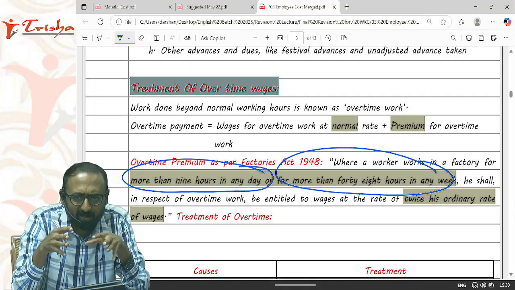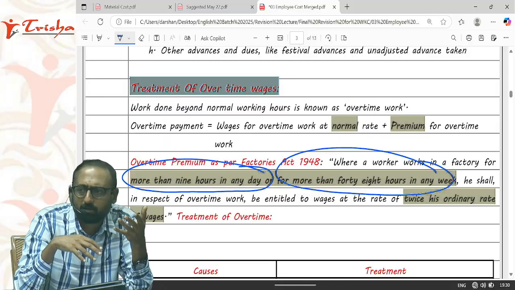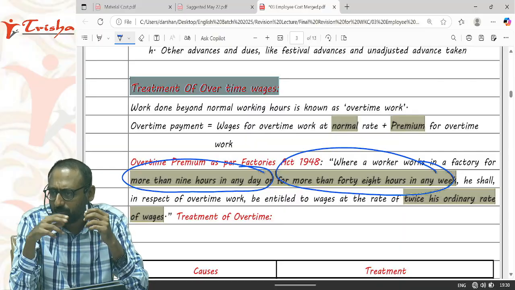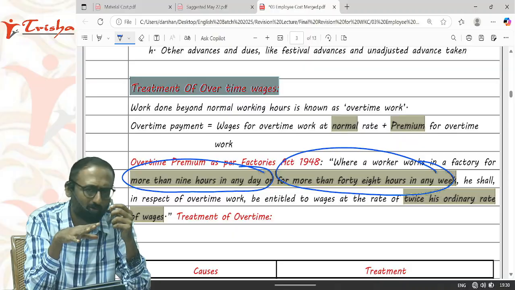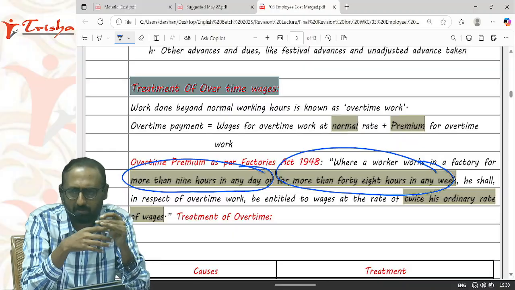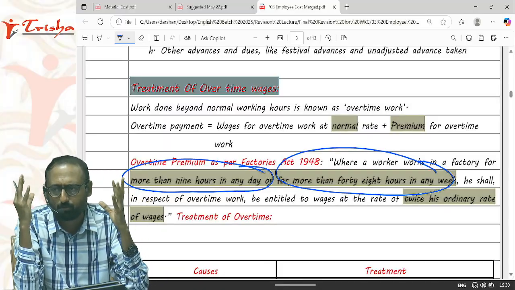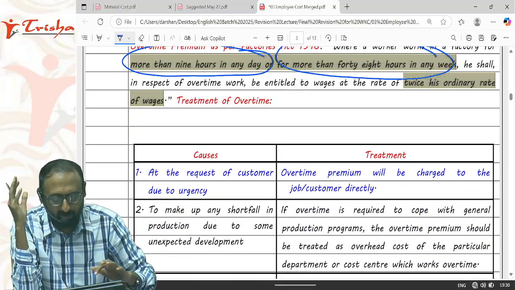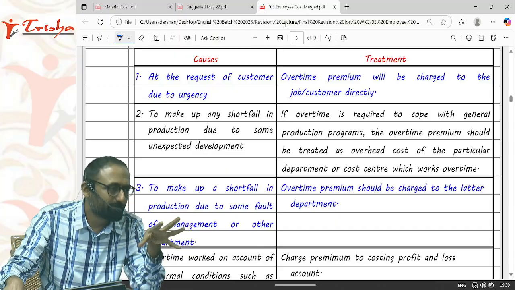And the Factories Act says that under overtime you will pay double the normal rate. If your normal rate is 500, during overtime you will have to pay 1000 rupees. 500 will be normal, 500 will be premium. You will have to pay a total of 1000 rupees. Now next one, let's see the treatment of overtime, which is the most important part.